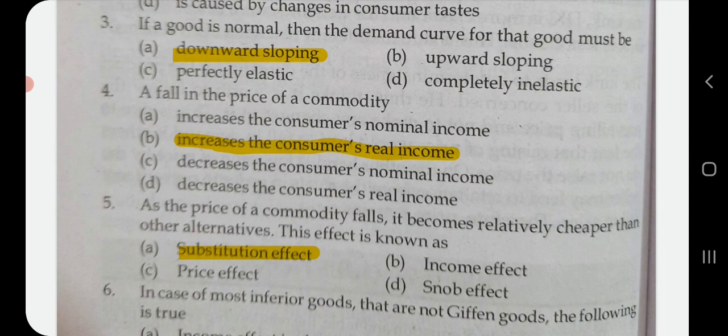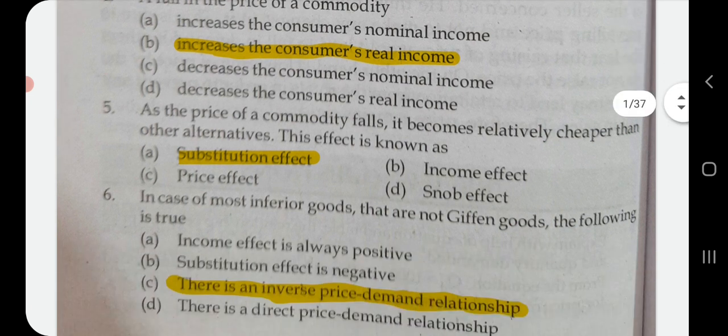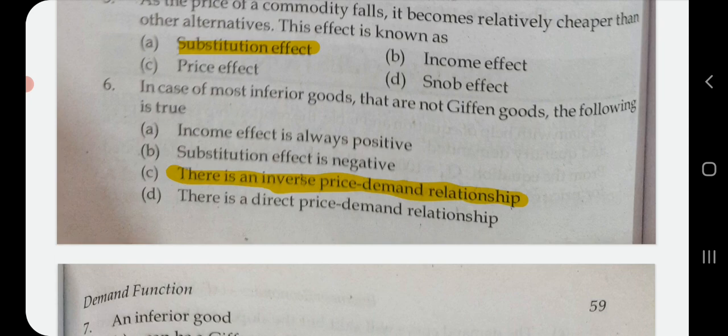Fourth question, a fall in the price of commodity, and the answer is increases consumers' real income. The fifth question is about as the price of commodity falls, it becomes relatively cheaper than other alternatives. The effect is known as substitution effect. Yes, it is applied for the substitute goods. If the price of tea decreases as compared to coffee, the people prefer to purchase the tea because its price becomes less as compared to other.